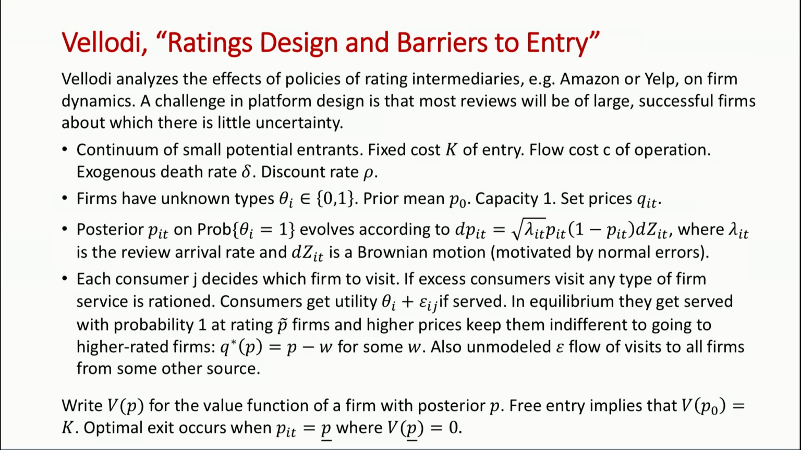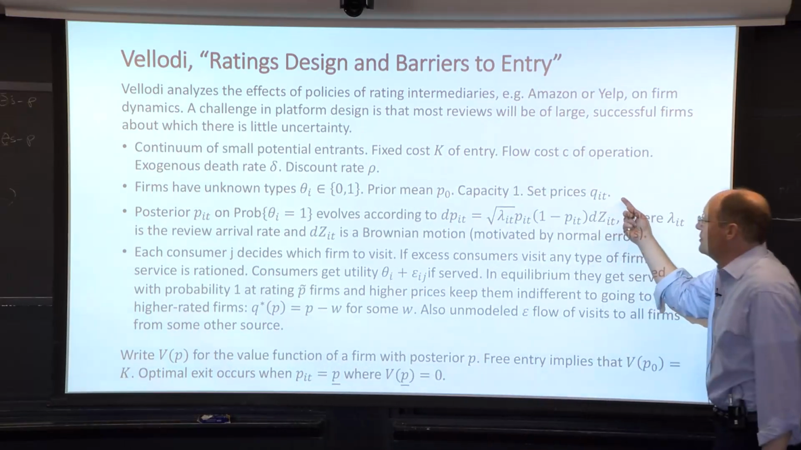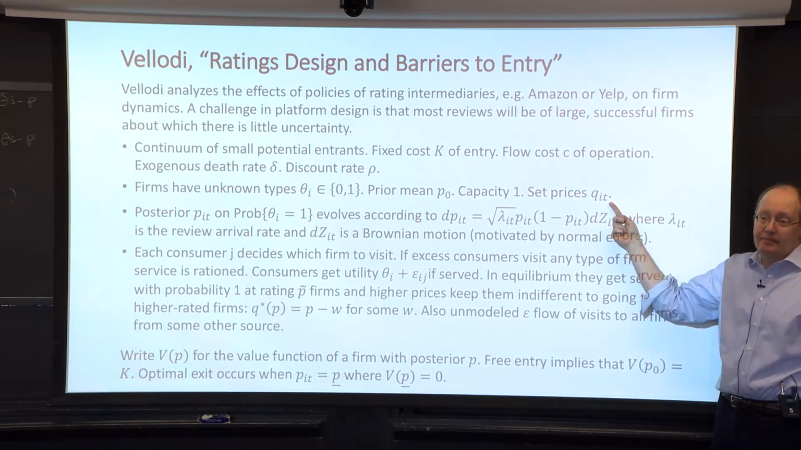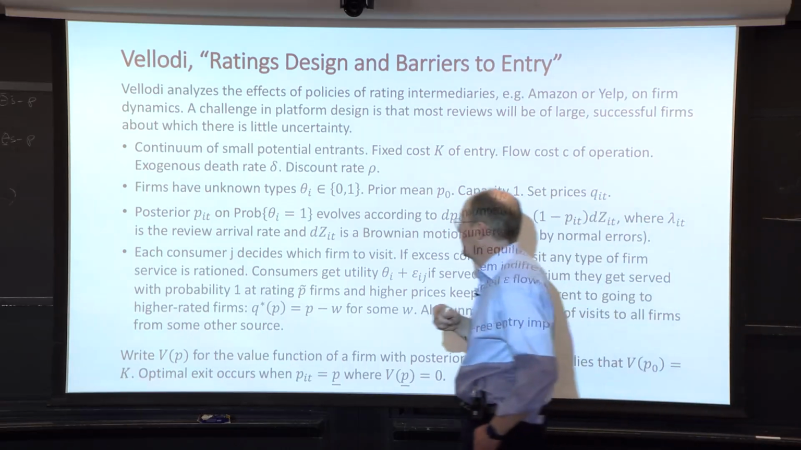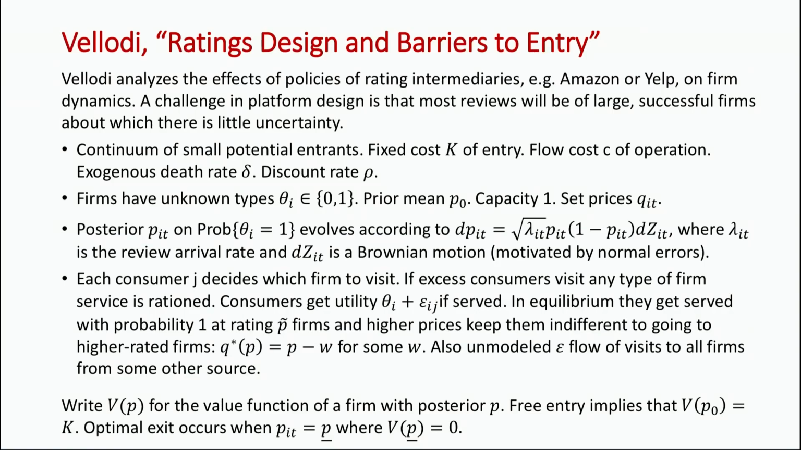Okay. Every firm has exactly one table. And what the firms can do is set prices q_it for their table at time t. What he assumes is that you have this prior P0, and then you have a posterior every period. If you're operating, then reviews arrive according to a Poisson process, and those reviews are going to make the posterior quality go up or down, whether it's a good review or a bad review.